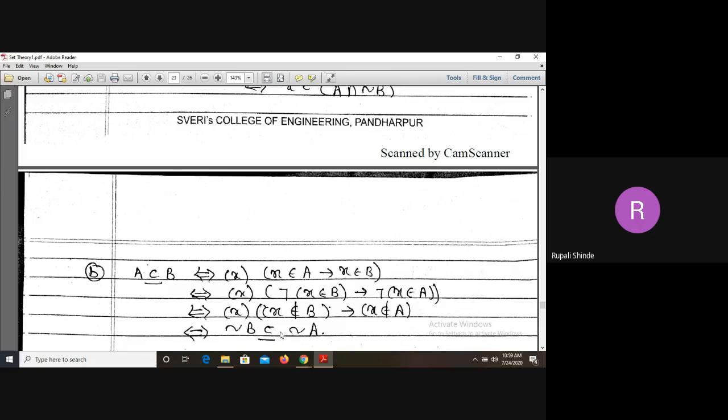What is a subset? If the element is in the first set, only then will it be in the second set. Now here negation is there. It means if that element is not present in the first set, then it will not be present in the second set. That's why negation of B is a subset of negation of A. So take down this proof.